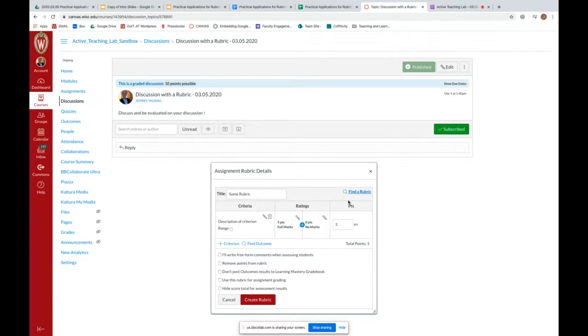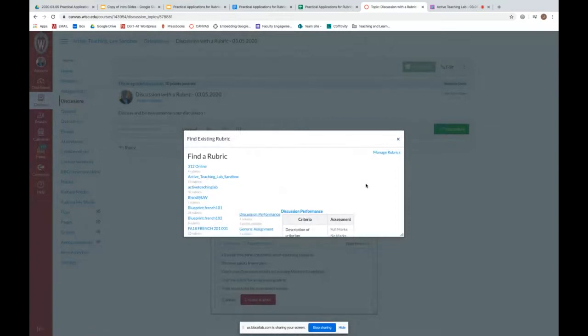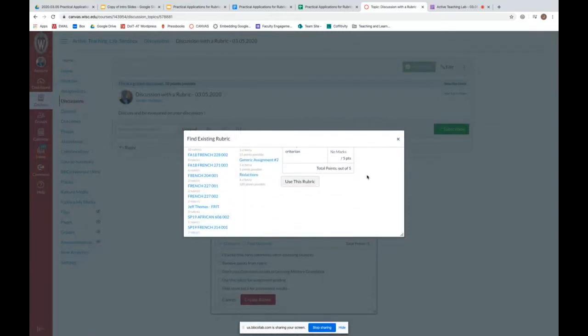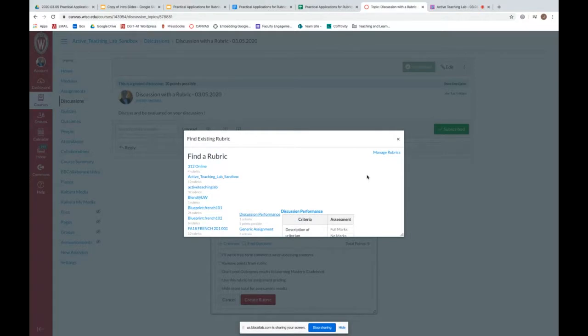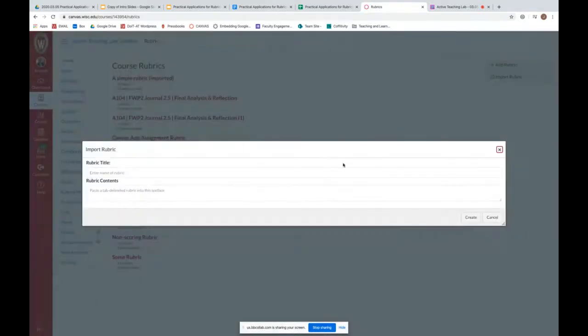The problem is this is what happens in Canvas immediately. Either you can create a rubric yourself and click through a bunch of options down at the bottom. And if we have time today, I do want to show you adding criteria from the Canvas outcomes, which could be linked to make that rubric aligned. Going to find a rubric, you have every rubric that you've ever had access to in Canvas, which could be an overwhelming list. Unfortunately, this is a complicated process, I apologize. Then manage rubrics, and finally, import.